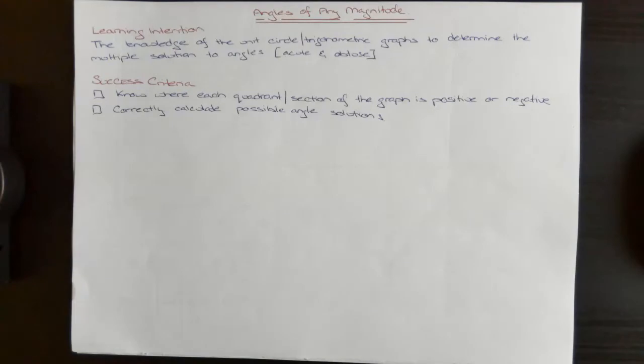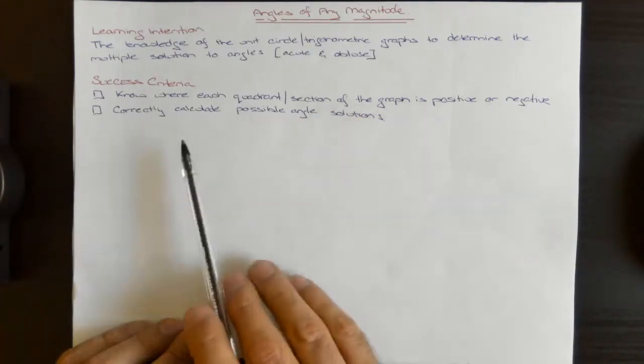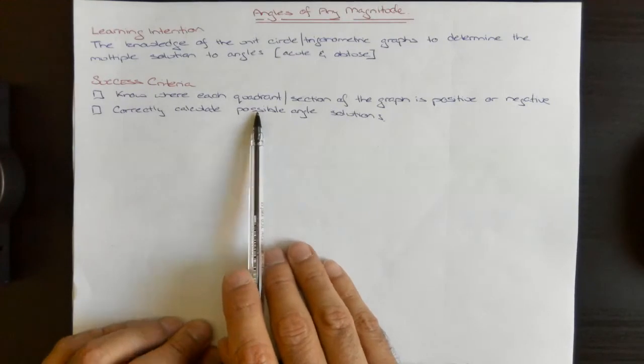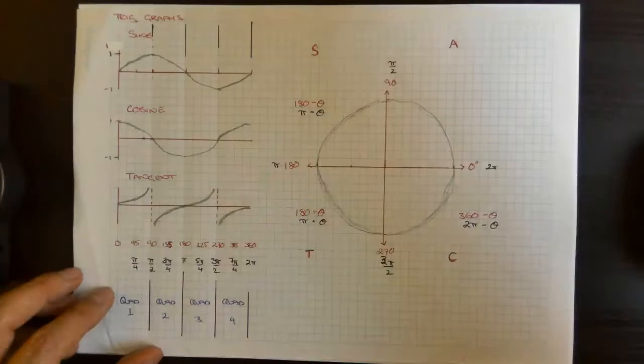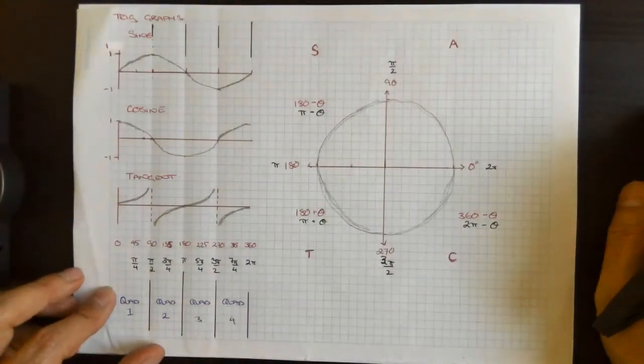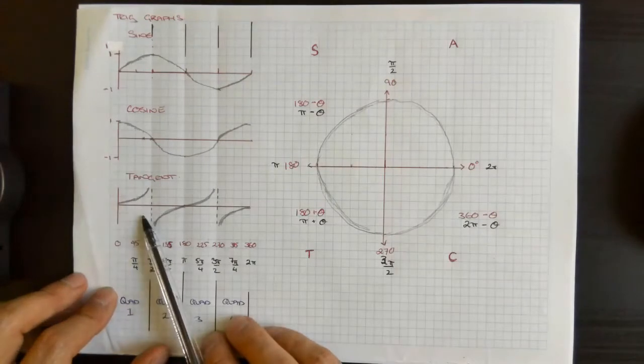So we'll be successful if we know where each quadrant or section of the graph is positive or negative and correctly calculate possible angle solutions. So let's look at our trigonometric graphs. So we've got sine, cosine, and tangent.